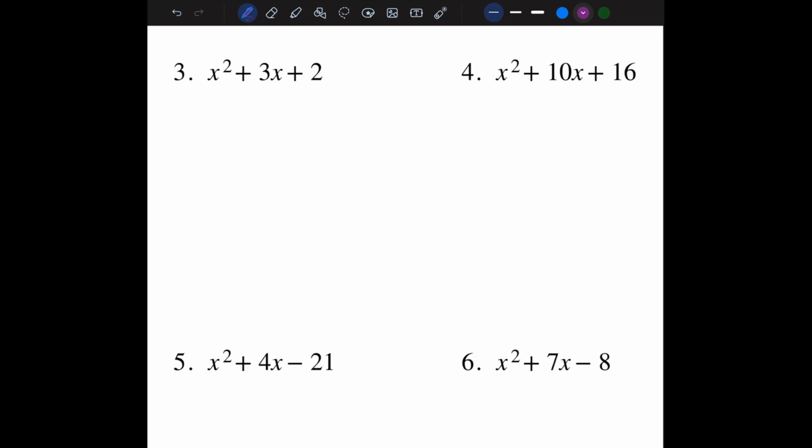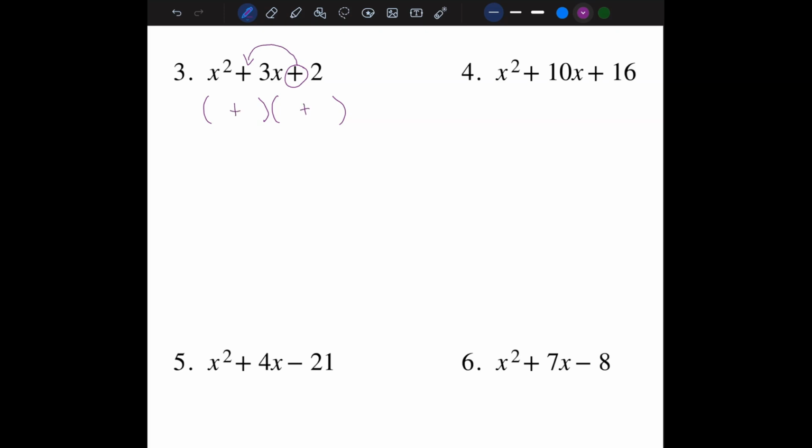So number 3, I'm going to factor this trinomial. So the first thing I'm going to do is put my signs in here. There's a plus at the back, so I'm going to look up front, and I see that I have a plus sign, so both of my binomials will have a plus.